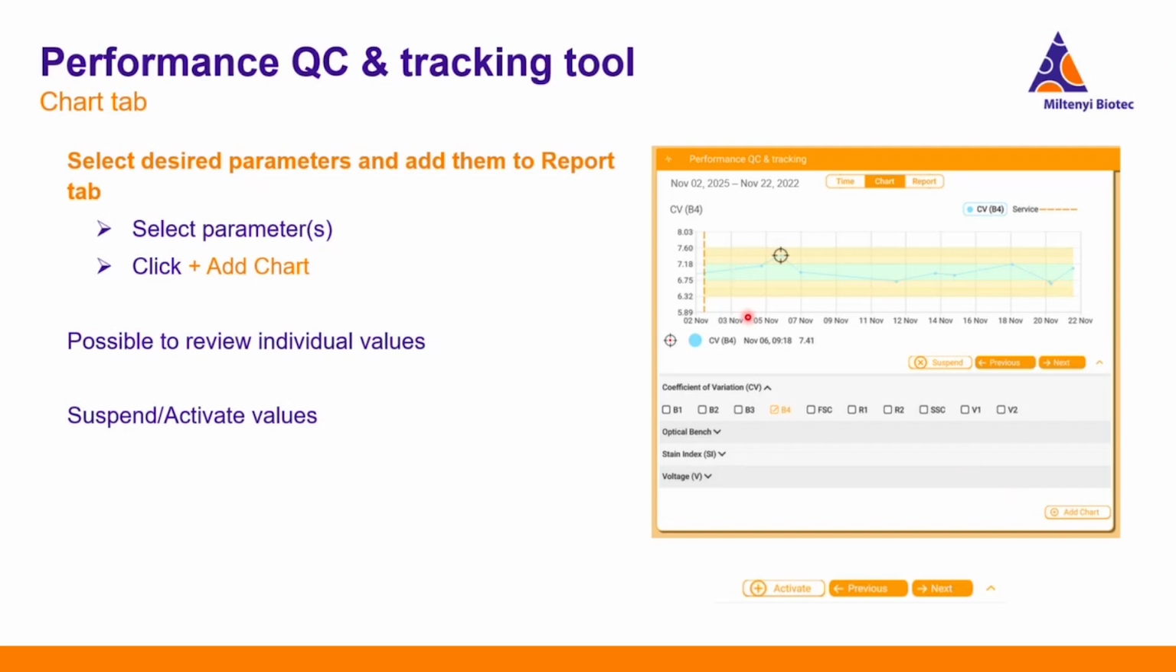Here you can also suspend or reactivate values. This is, for example, when you have one outlier and you know something was wrong there. Maybe you didn't warm up or something was weird here. Then you can say, hey, don't regard this parameter. This is what suspend basically means.